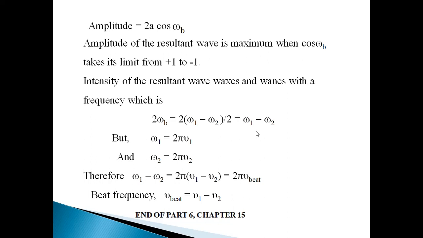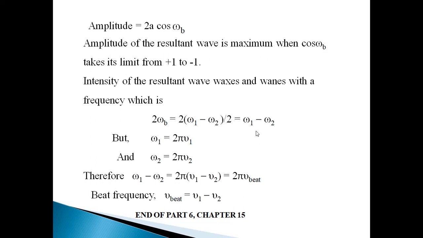So the amplitude of the resultant wave will be maximum when cos omega B takes its limit from plus 1 to minus 1. The maximum value cos omega B takes is cos 0 equal to plus 1, then cos 180 equal to minus 1. So the value will take limits from plus 1 to minus 1. Then the amplitude becomes 2 into small a, which is the maximum. So the intensity of the resultant wave waxes and wanes with the frequency which is 2 omega B. So it will be 2 into (omega 1 minus omega 2) by 2, which is omega 1 minus omega 2.